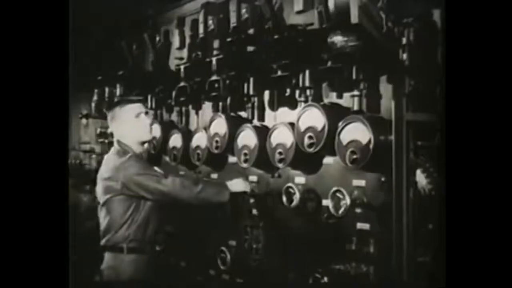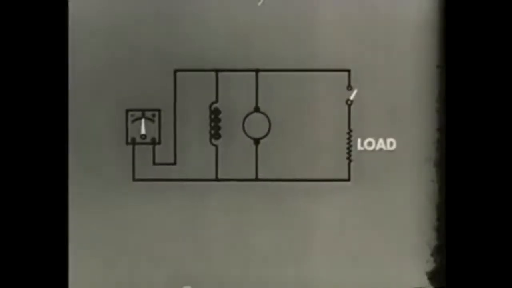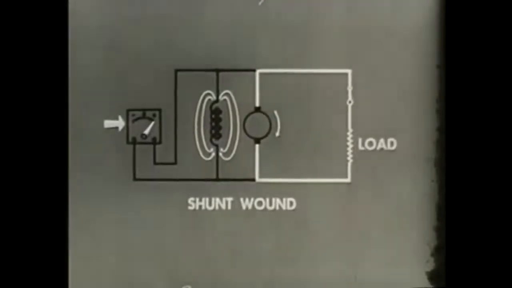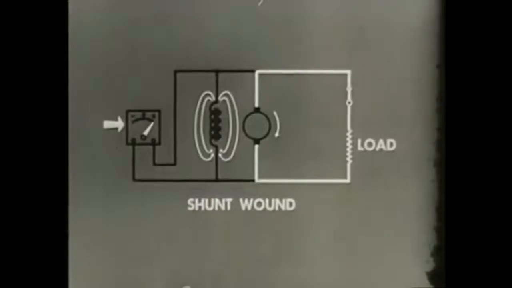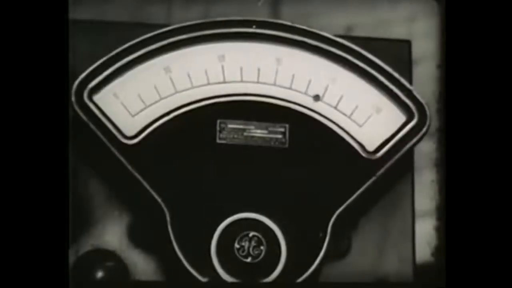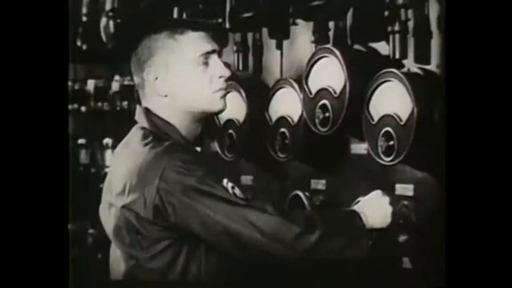When, instead of in series, the field winding is connected in parallel with the armature and the load, we have a shunt wound generator. Now the field current is independent of the load current. Therefore, an increase in armature current will not cause an increase in the voltage output. Voltage regulation here is greatly improved. In shunt wound generators, therefore, changing load causes relatively small change in voltage output.